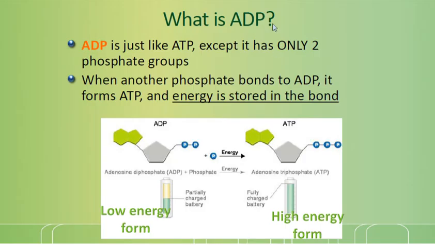We also have something called ADP. Notice it starts with a D, because that D stands for di, which means two. So diphosphate. So notice how we only have two phosphates, where we have three phosphates here.